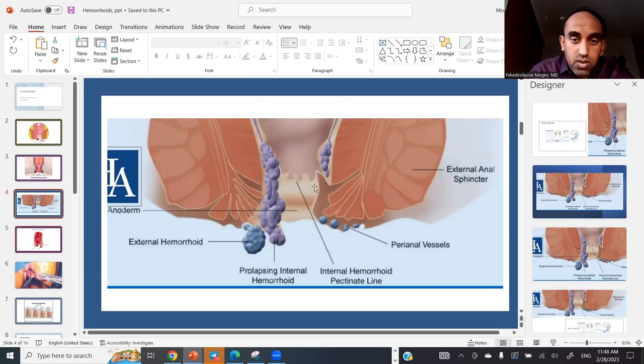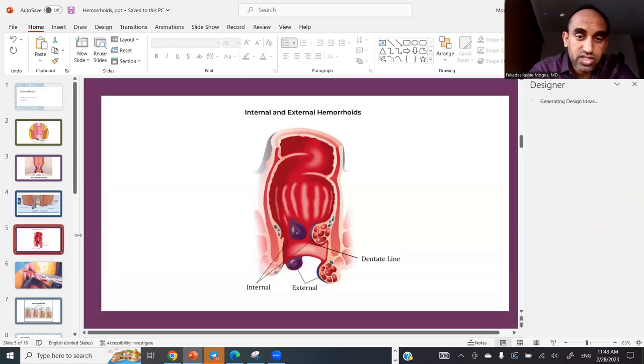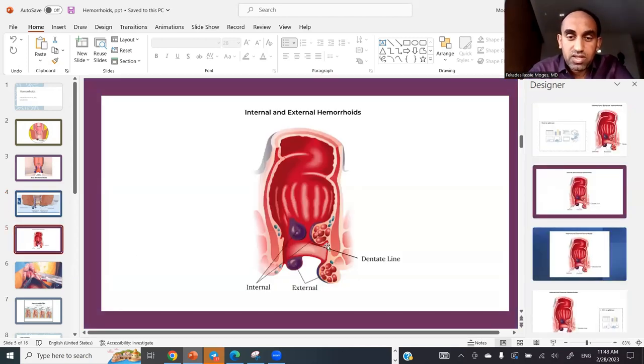Okay, so this is the anoderm. It is supplied with nerves, so external hemorrhoids could be very painful sometimes when they get thrombosed. We'll talk about complications later on. Here are different pictures of internal hemorrhoids and external hemorrhoids. This is the dentate line, above it is the rectum, below it is the anal canal.